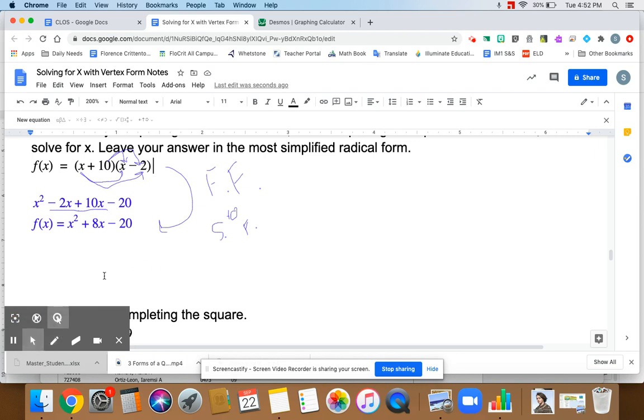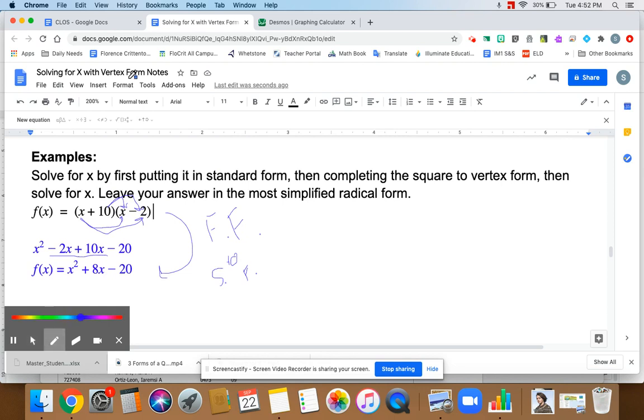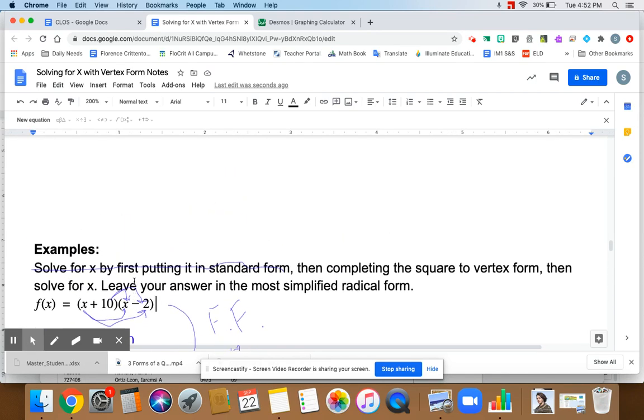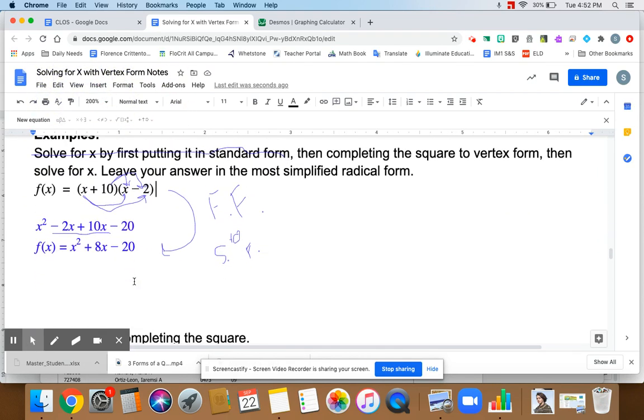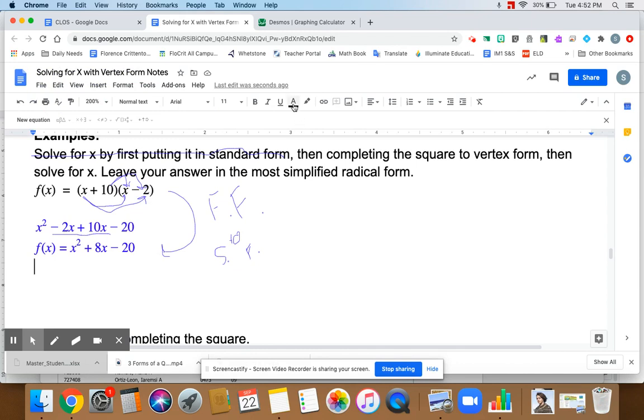So if I scroll back up to my instructions, it says solve for x by first putting it in standard form. I did that. Then completing the square to vertex form. So that's what I have to do now. And so I need to follow my complete the square steps. I'm going to quickly write them out.